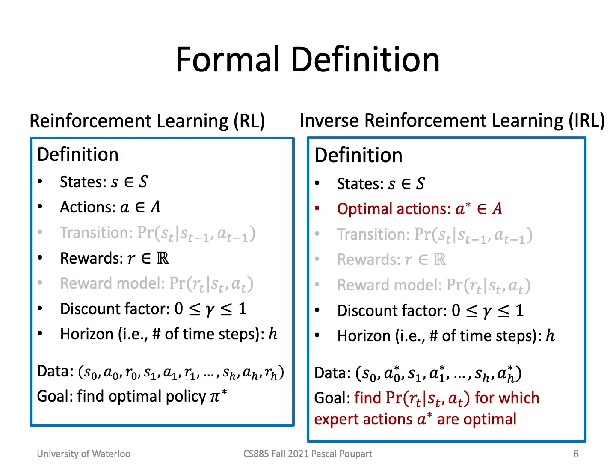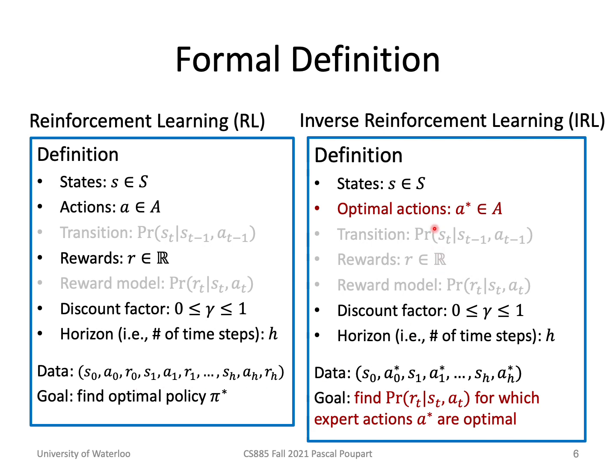Let's formally define what is inverse reinforcement learning. So on the left side here, we've got our formal definition of regular forward reinforcement learning. And then we can see in red on the right hand side what are the differences when we consider inverse reinforcement learning. So for forward reinforcement learning, we observe the states and the actions as well as the rewards. And then our goal is going to be to find an optimal policy pi star when we have data that consists of triples, so S, A, and R at every time step.